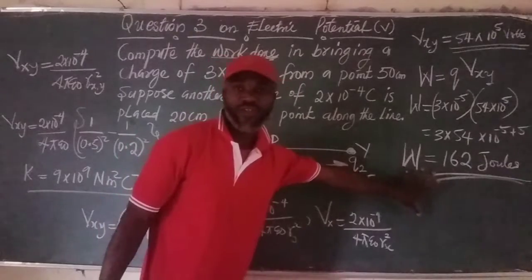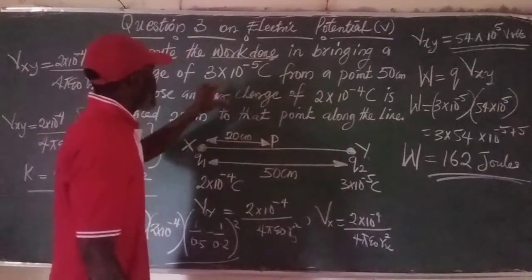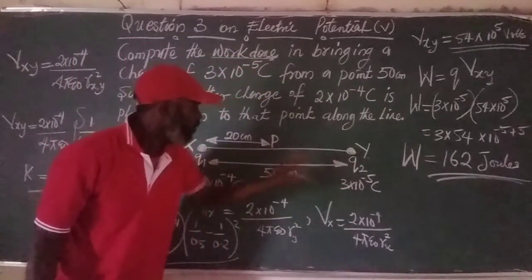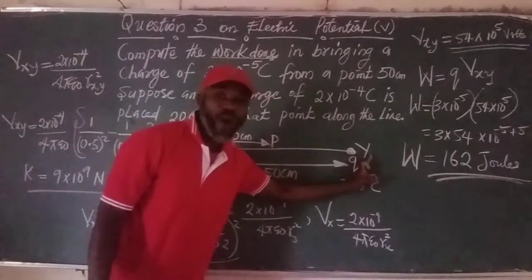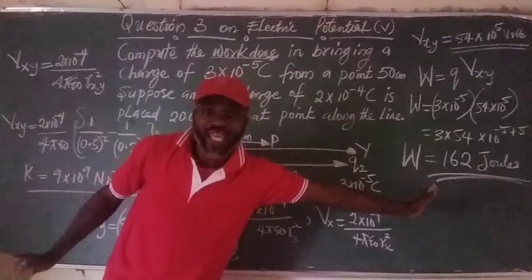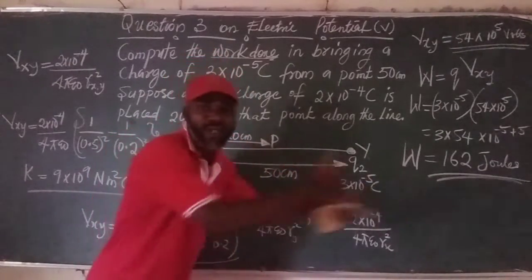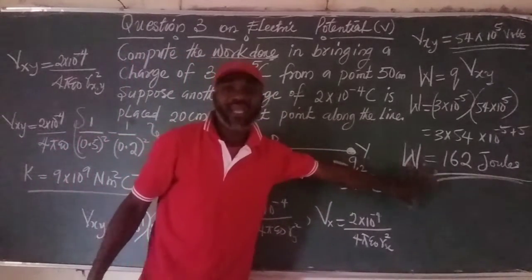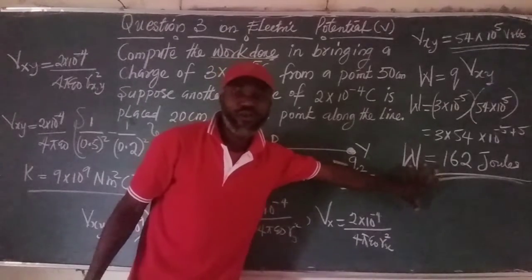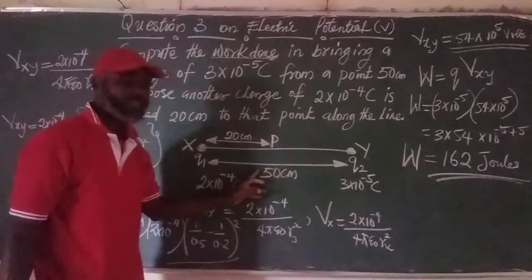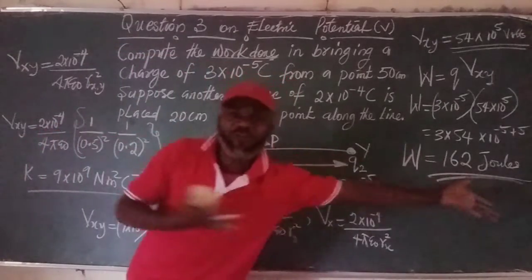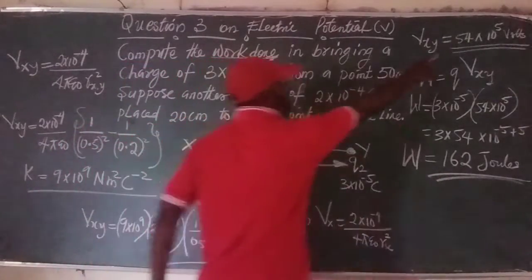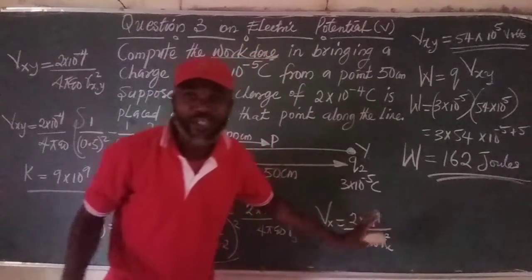The work done in bringing a charge of 3 times 10 raised to the power minus 5 coulomb from this point X to that point Y, where the distance separating them is 50 cm, is the amount of work we need to do in bringing this charge Q2 to this point. That's the amount of work expected to be done, and we have found it. Then the potential difference between X and Y is what we have found here. And it's very simple that way.